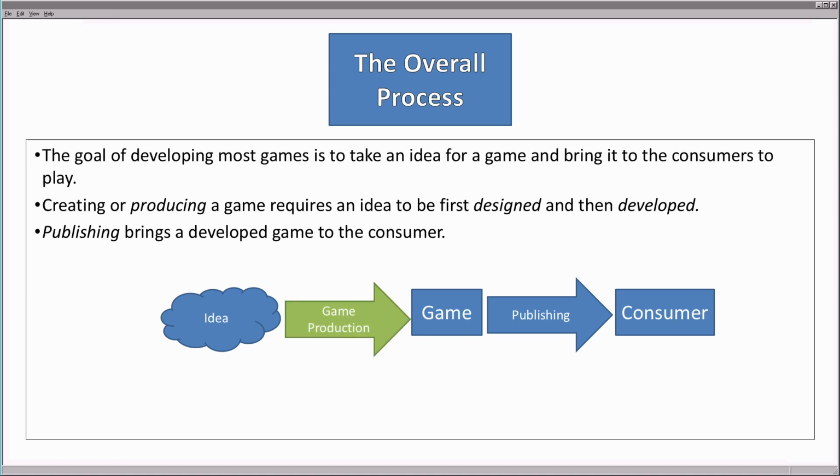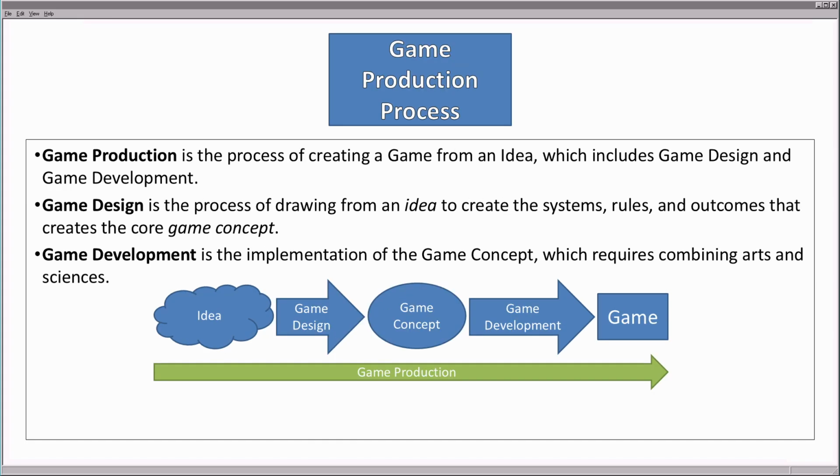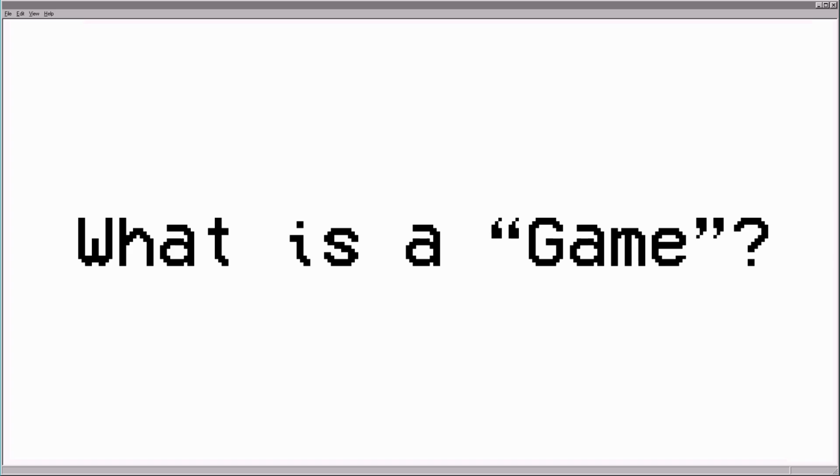Taking a more in-depth look at the game production process, we can see that there's more steps involved. Game production is the process of creating a game from an idea, which includes game design and game development. As we will learn, game design and development are two different processes. Game development is the implementation of the game concept, which requires combining arts and sciences. Be a Renaissance person! We know our goal is to create this thing called a game.